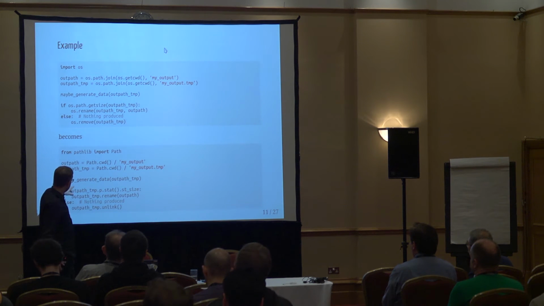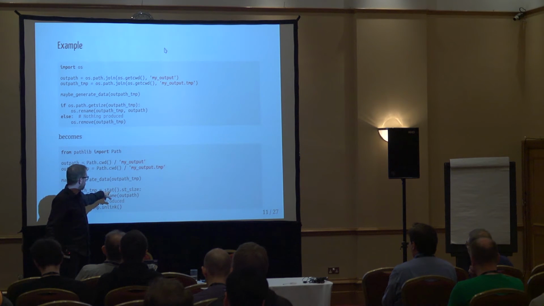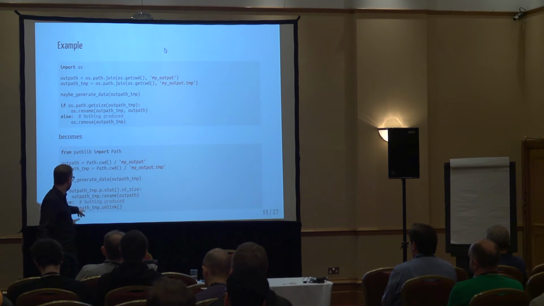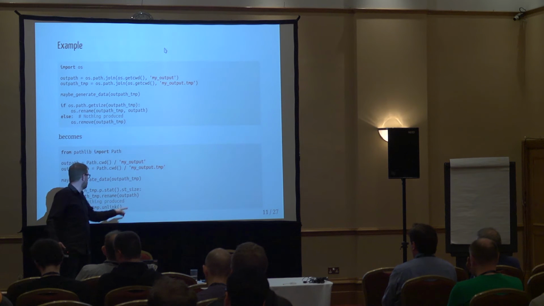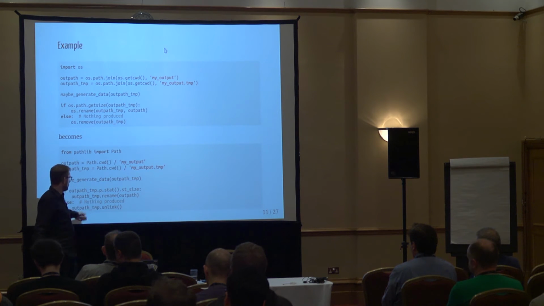And then we ask for the path's stat information, and query its size. And if it's non-empty, then we rename. We take that path and we rename it to the output path. Else we just unlink the temporary path.